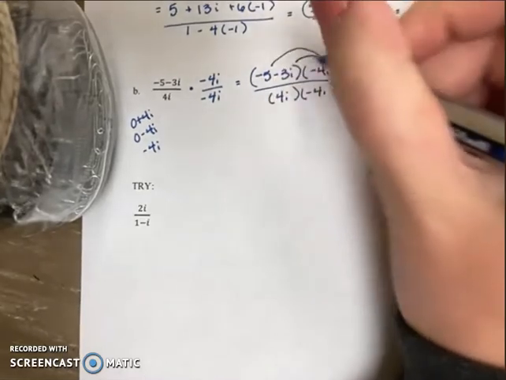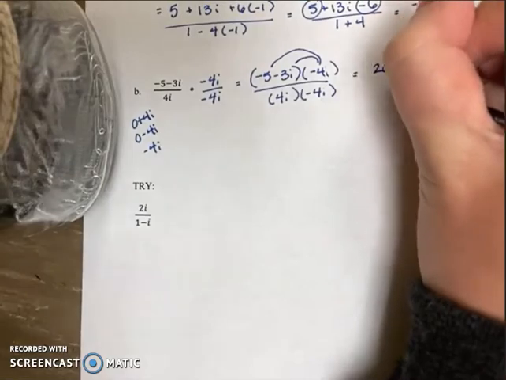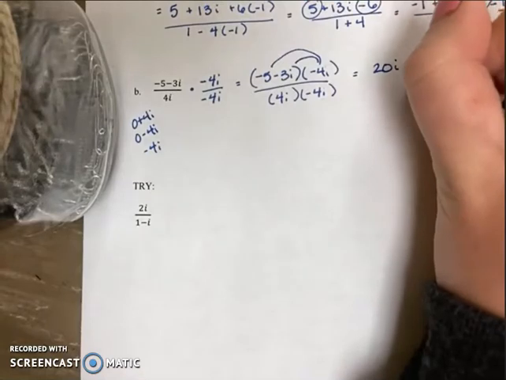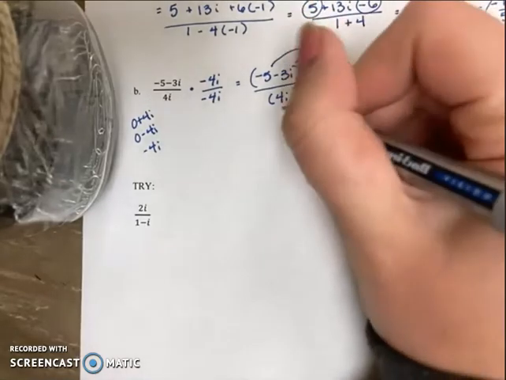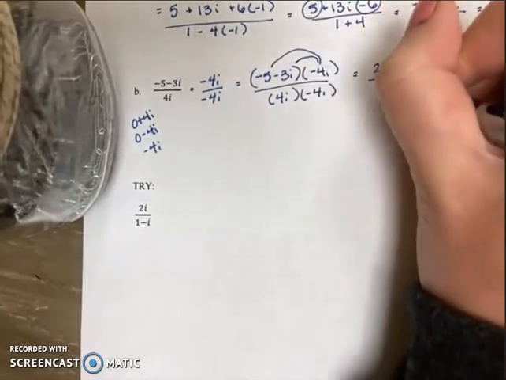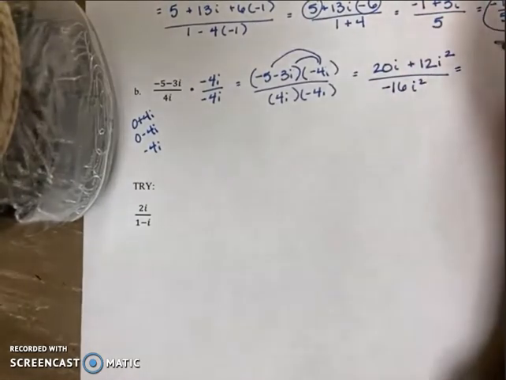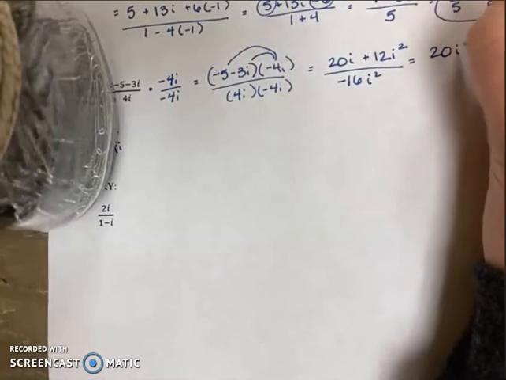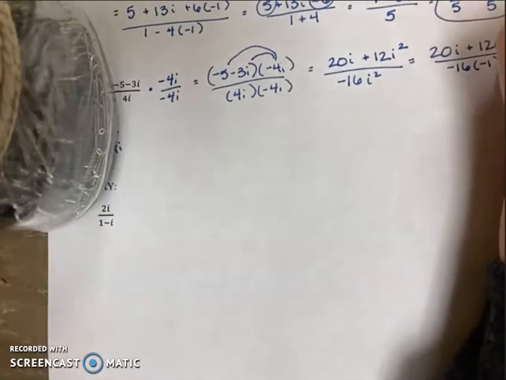So again, I'm FOILing. Negative 4i times a negative 5 is a positive 20i. Negative 4i times a negative 3i is a positive 12i squared, because i times i is i squared. In the denominator, I have 4 times negative 4, which is negative 16i times i, which is i squared. Substitute in a negative 1 wherever you see i squared. I'm going to scooch this over real quick. That gives me 20i plus 12 times negative 1 and negative 16 times negative 1.